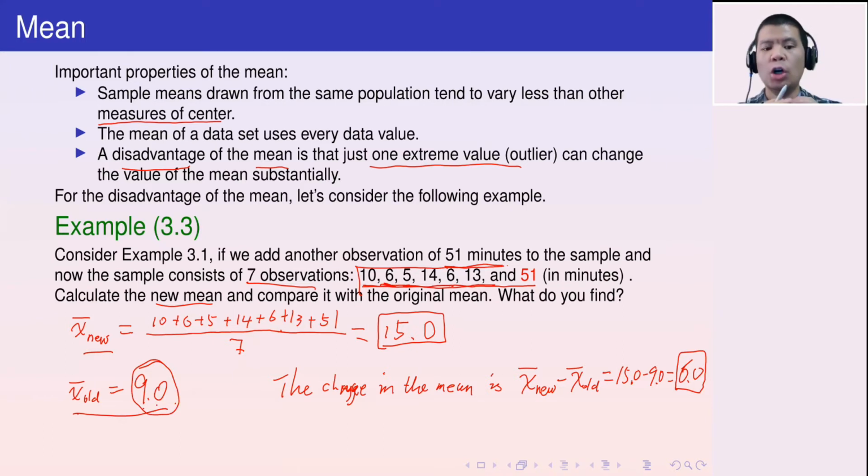So the mean has actually changed substantially. It's from 9.0 to 15.0, almost doubled. So this is how the extreme value can affect the mean, right? So that's what we have.